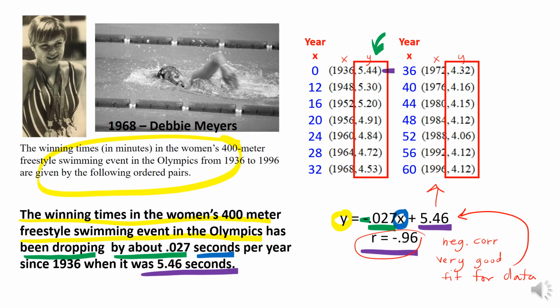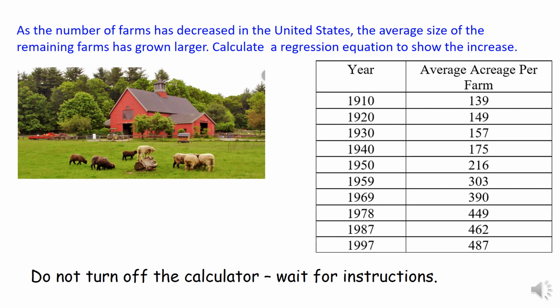Alrighty, so let's turn our calculators on and try one more problem and see how you do with that one. Okay, as the number of farms has decreased in the United States, the average size of the remaining farms has grown larger. So we have the number of farms is going down, but the acre per farm is going up. So calculate a regression equation to show the increase. This is the increase on the farms that survived, okay? So this is our Y.